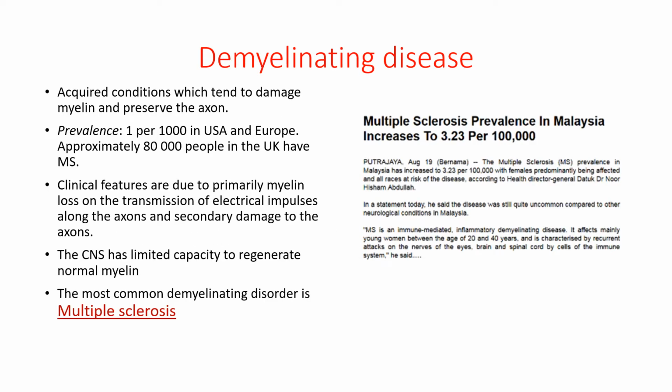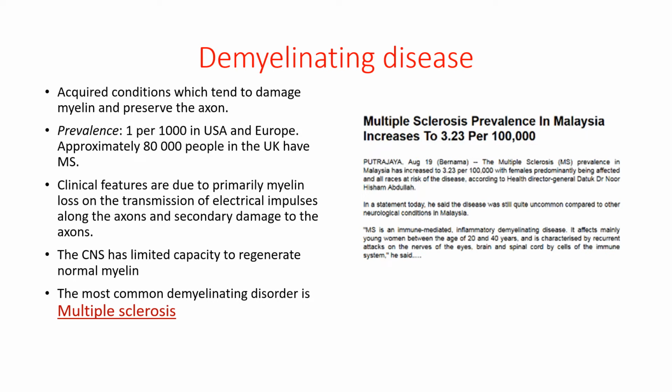Demyelinating diseases are acquired conditions which tend to damage myelin but preserve the axon. So the clinical features are due primarily to the effect of myelin loss on the transmission of electrical impulses along the axons, and secondary damage to the axons. This is due to the CNS's limited capacity to regenerate myelin.